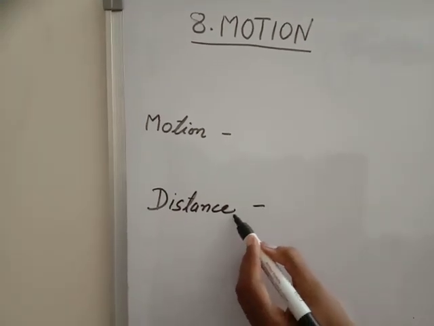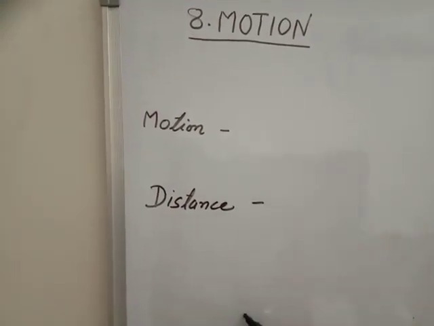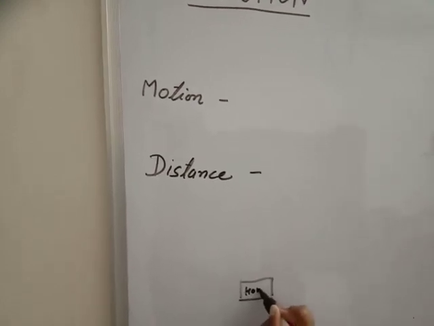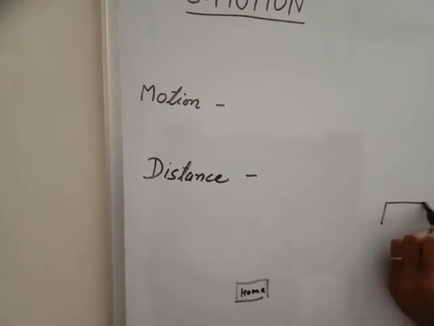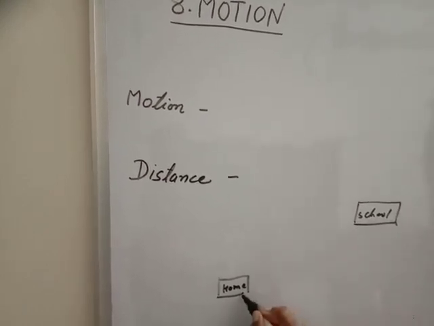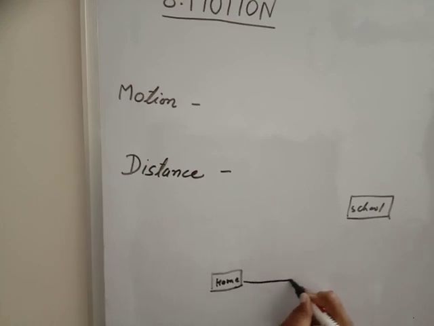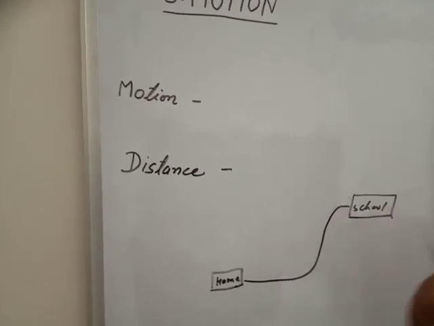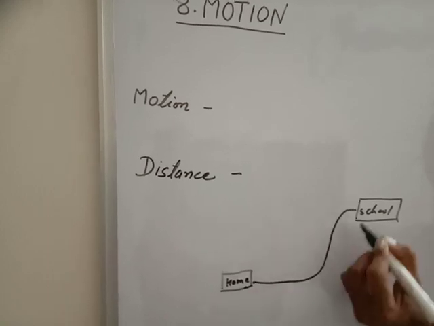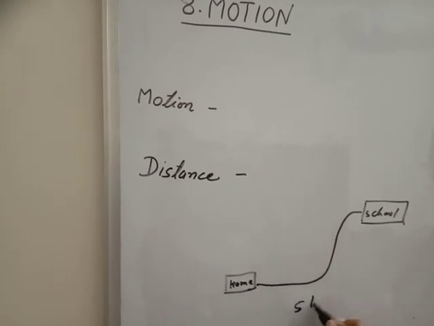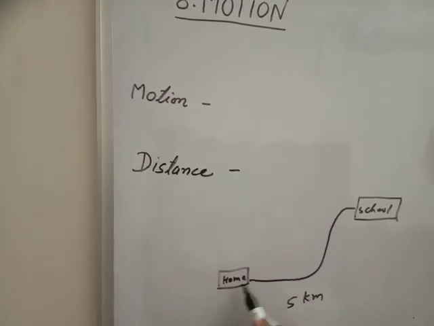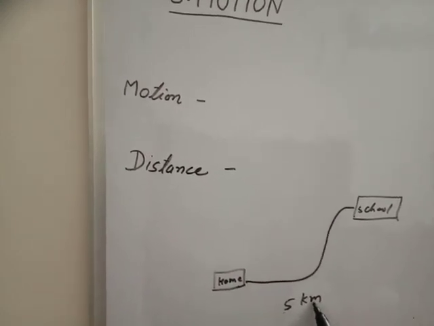Second is distance. Now suppose this is your house. This is your home. And this is your school. Okay, you are coming to school through this road. And the distance from home to your school is 5 kilometers. So we say that the distance from your home to school is 5 kilometers.